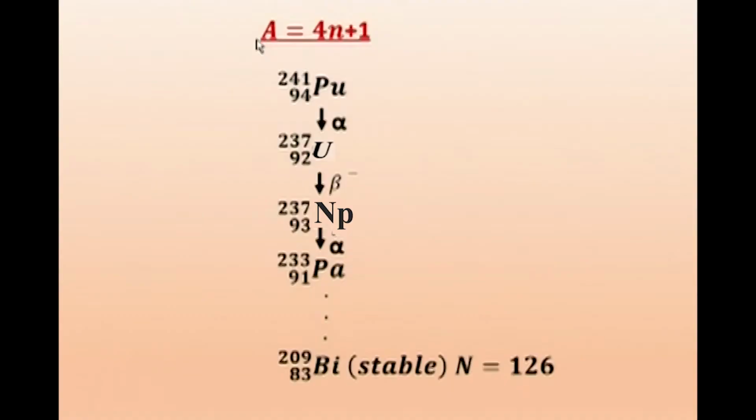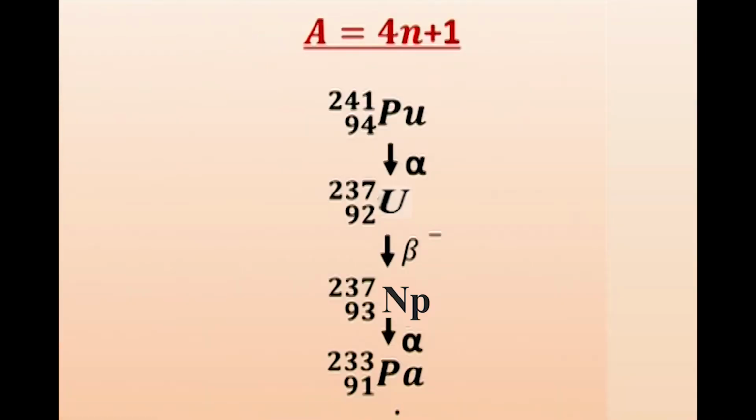The naturally occurring radioactive elements in nature fall under 4 categories with the mass number A equal to 4n, 4n plus 1, 4n plus 2 and 4n plus 3. So, we will continue with the 4n plus 1 series. Here A is the mass number and n is an integer.